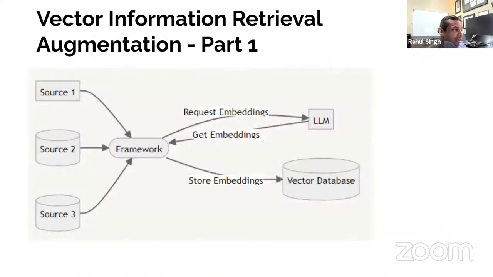The first part of vector information retrieval augmentation is we have to take our data, and whatever our code is, we'll say our framework, it takes the document, sends it to the LLM, gets embeddings, and then stores the embeddings into the vector database. If the vector database allows us to store the document itself, we'll put it in there so that when we retrieve the document, when we search for the document, we don't have to then go to another database and find the actual text.